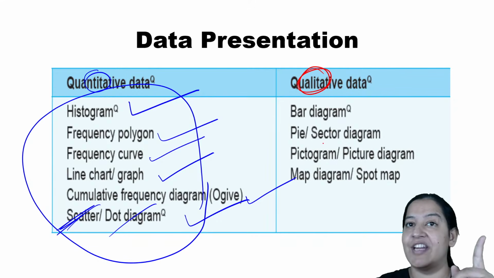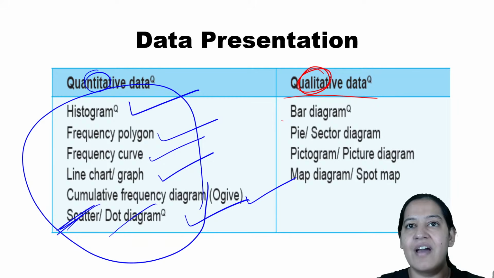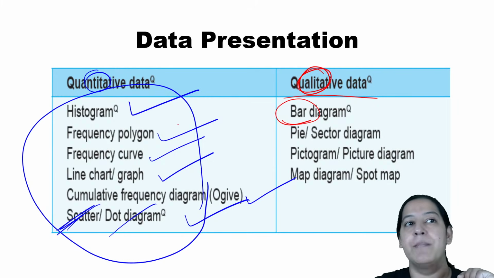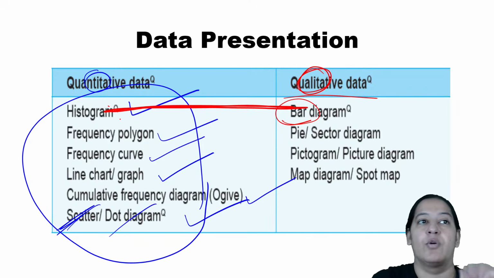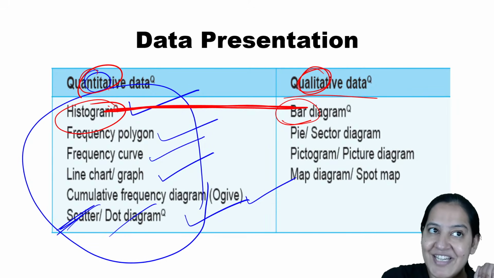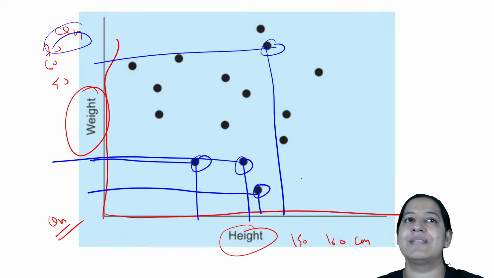Coming on to qualitative, not quantitative, qualitative data. So for qualitative data, what are we having? We are having bar diagram. What is bar diagram? Bar diagram is equivalent to histogram, but histogram is for quantitative data and bar diagram is for qualitative data. So it is the same as that of histogram.